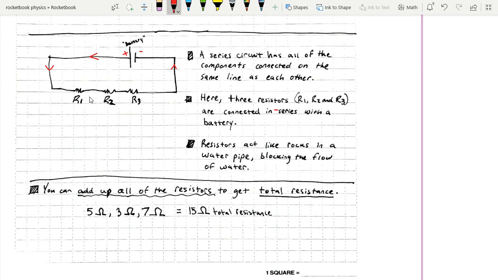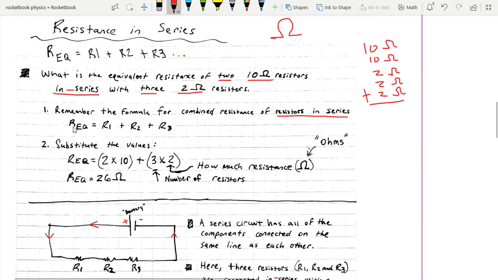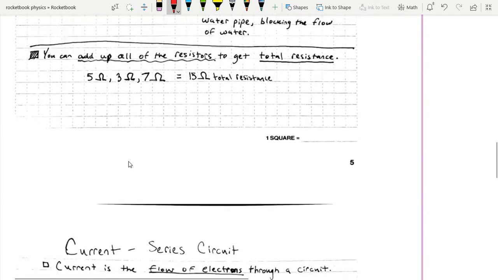But for series, all you have to do is add them up. In this case, say that R1 was 5 ohms, R2 was 3 ohms, R3 was 7 ohms. Add them up, you get 15 ohms total resistance. That's that equivalent resistance thing.